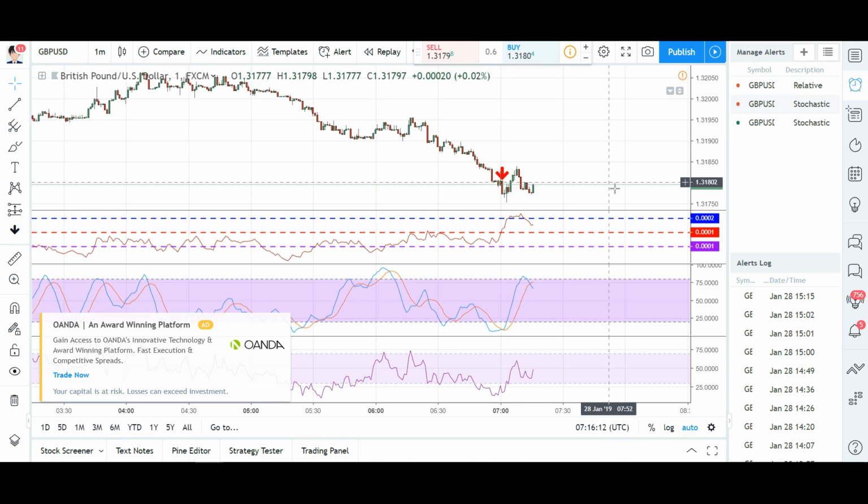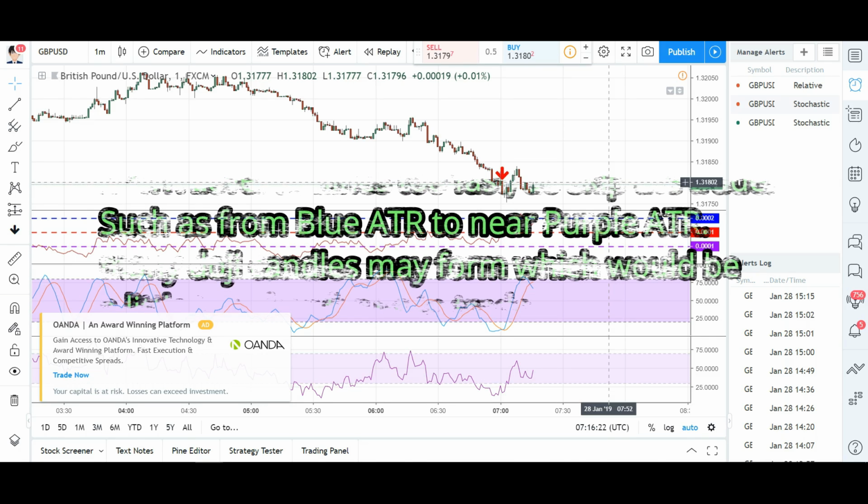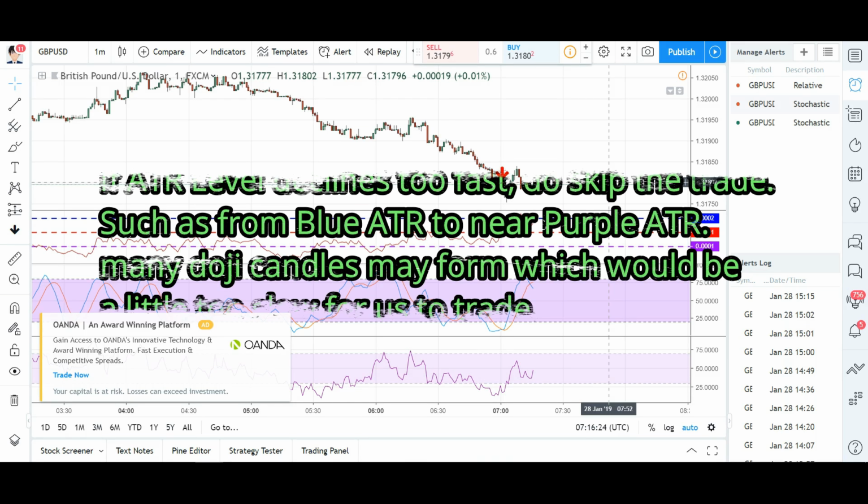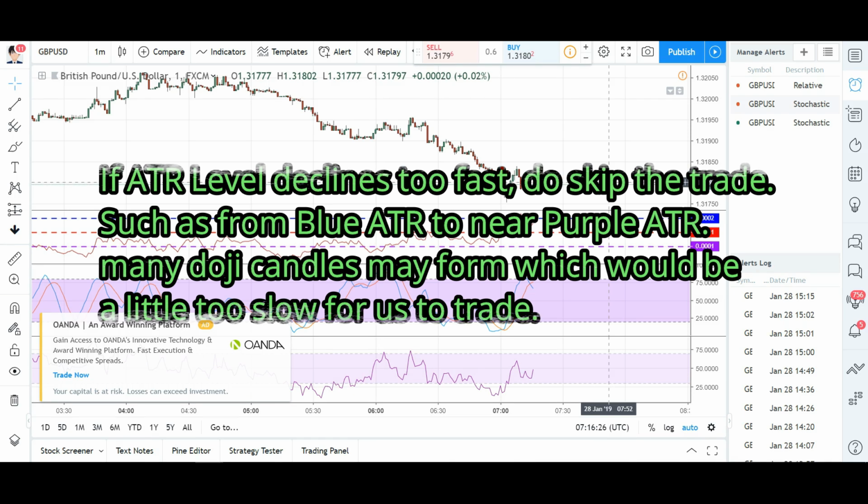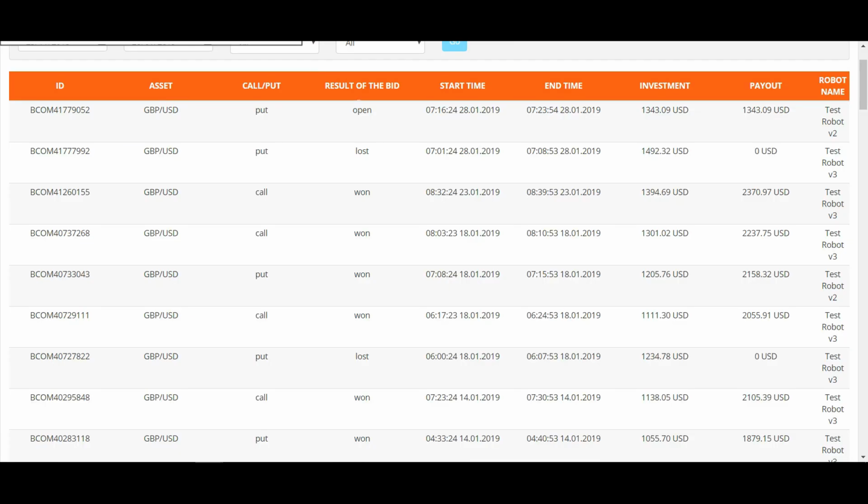However, if it declines too fast below the red line, extremely quick, I would suggest that it's best not to trade at that moment, because it's very likely to be dojis forming, which signifies lower volatility at that point in time. Alright, so let's check out the trades.